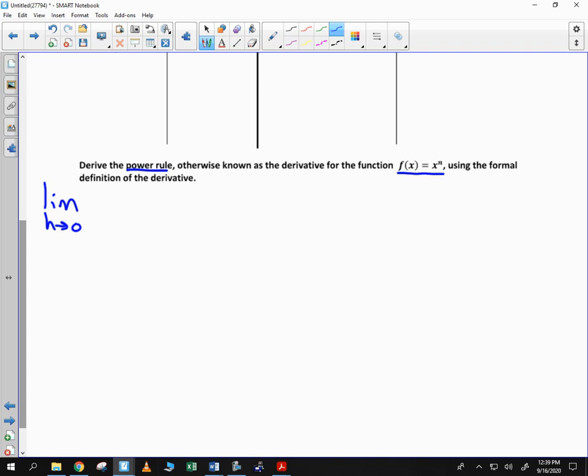Remember, it's the limit as h goes to 0 of f of x plus h, so it'll be x plus h raised to the nth power, then minus f of x, so minus x to the nth, divided by h. That's what we want to simplify. So if we go ahead and try to expand this a little bit, it's very important that you focus on this whole x plus h to the nth. That's what I'm going to focus on expanding right now.